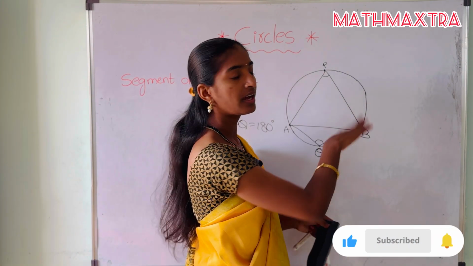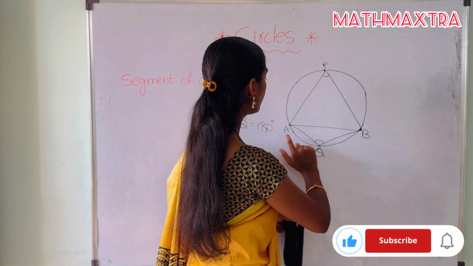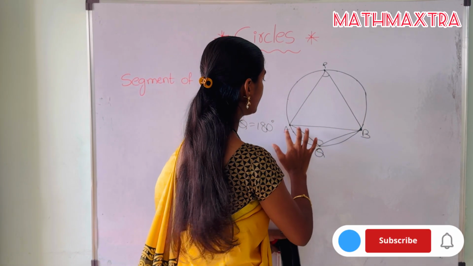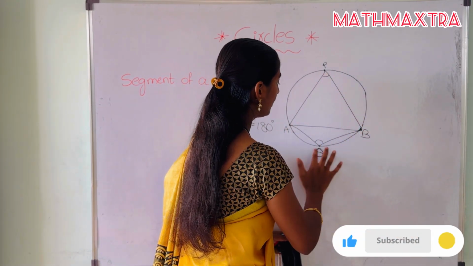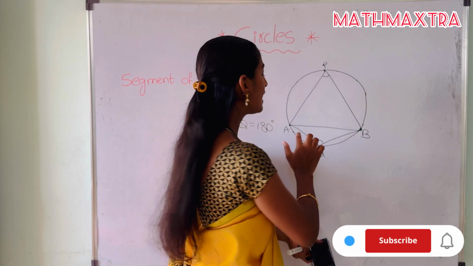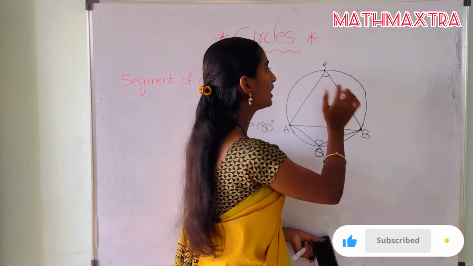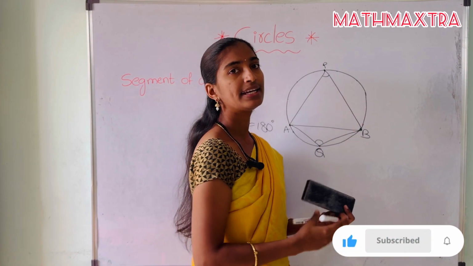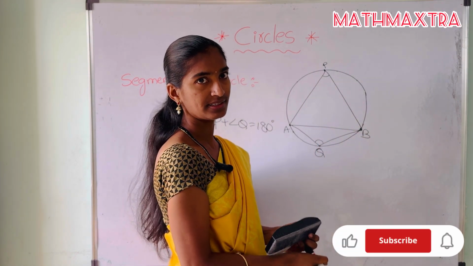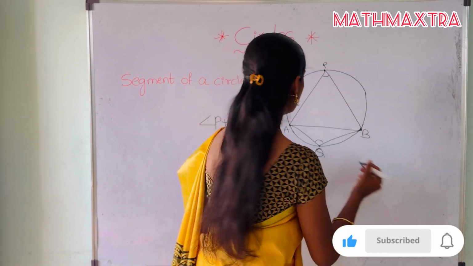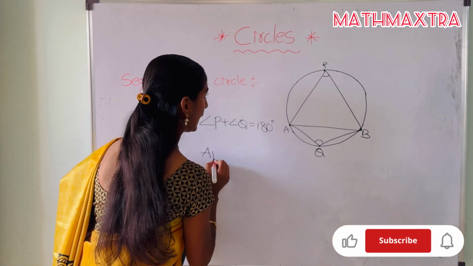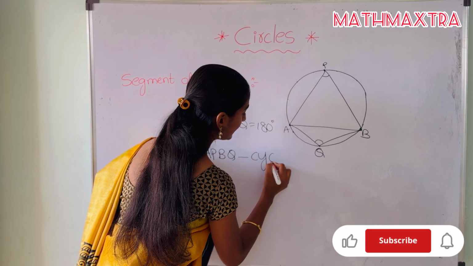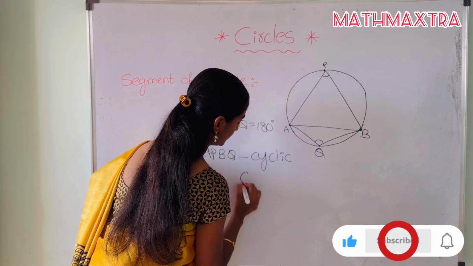We can observe this quadrilateral APBQ is a quadrilateral. As all the vertices of the quadrilateral lie on the same circle, we can call this quadrilateral a cyclic quadrilateral, isn't it? So APBQ is a cyclic quadrilateral.